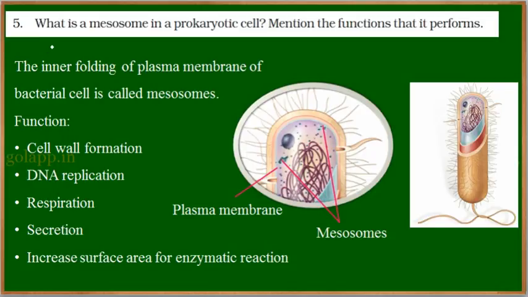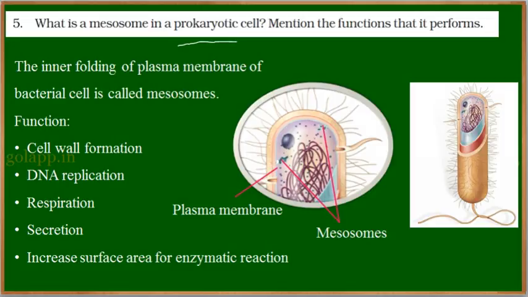The question is, what is a mesosome in a prokaryotic cell? Mention the functions that it performs. A prokaryotic cell is a primitive cell which does not have a nucleus and lacks membrane-bound cell organelles. So here in the picture we can see a plasma membrane.